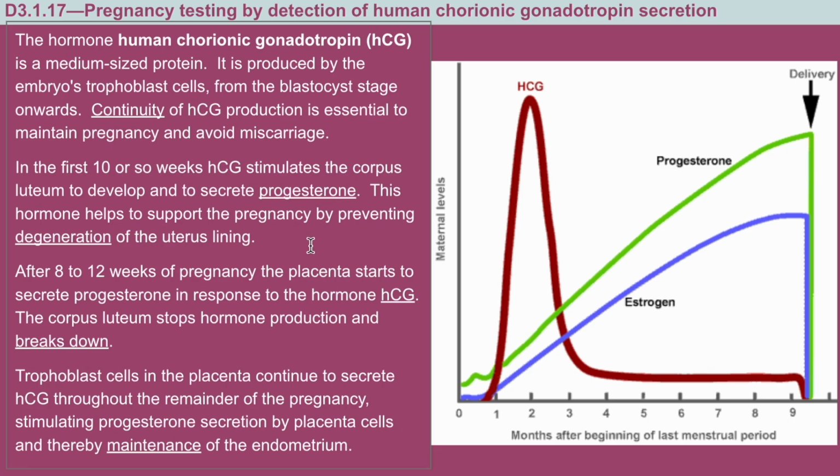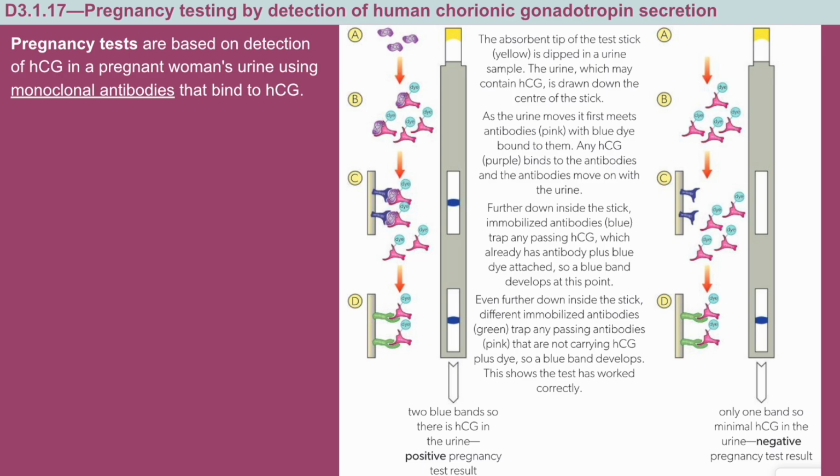Then, after about 8 to 12 weeks of pregnancy, the placenta starts to secrete progesterone in response to HCG. The corpus luteum stops hormone production and breaks down. Trophoblast cells in the placenta continue to secrete HCG throughout the remainder of the pregnancy, continuing to stimulate progesterone secretion by placenta cells and therefore maintenance of the endometrium throughout the pregnancy. Okay, so once again, I mentioned earlier, pregnancy tests are based on detection of HCG in a woman's urine using monoclonal antibodies that bind to HCG. If you'd like to know more, you can pause the video and read this summary.